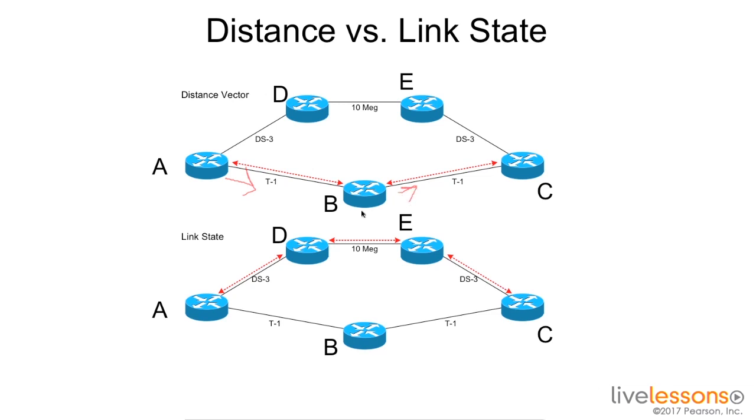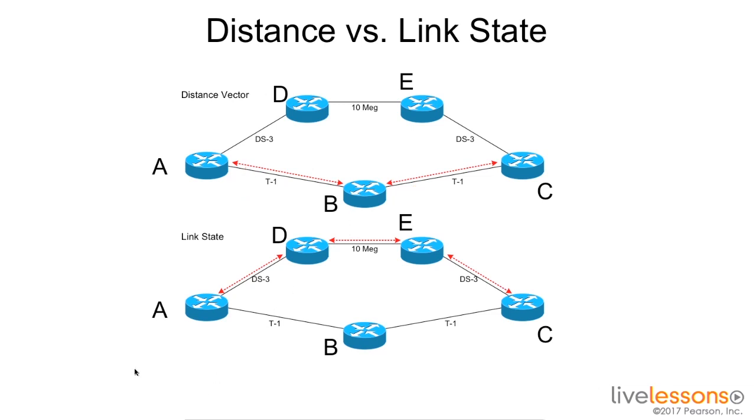This is because it is only 2 hops from router A to router C, and that is the metric that distance vector protocols use to choose the best path, even though if we take a look at the bandwidth that is available, it would seem that router A to D to E to C would be the better path due to the fact that DS3s and 10 meg connections are much faster than T1 connections.